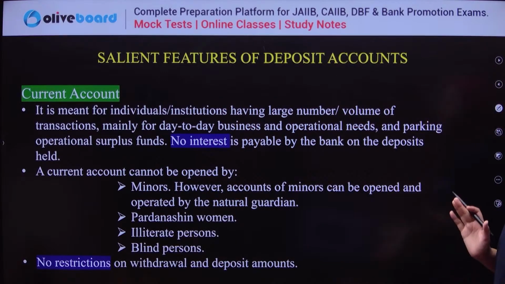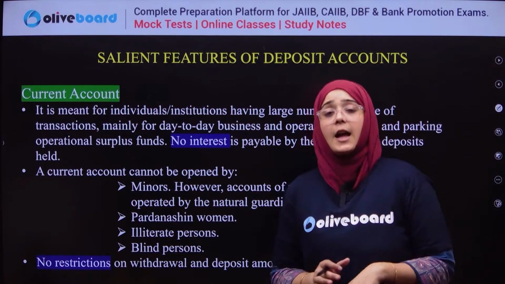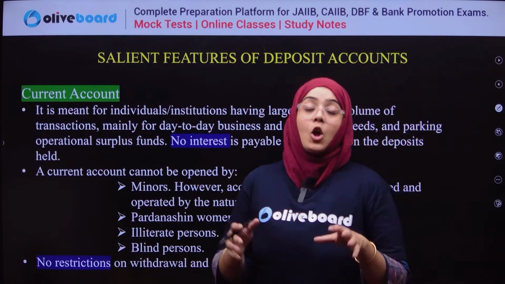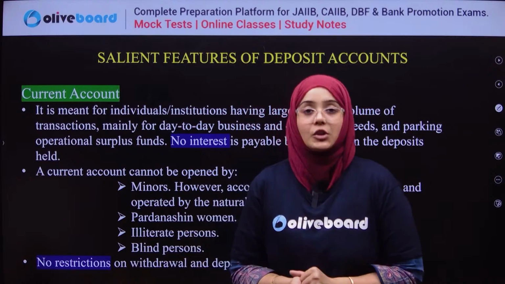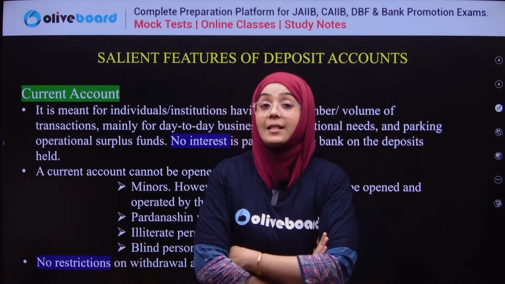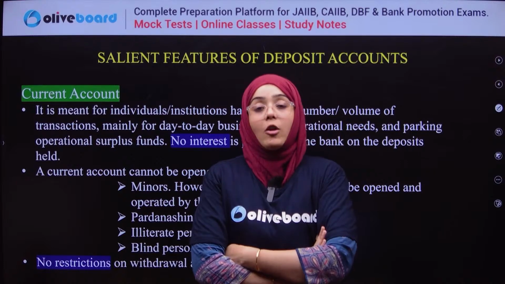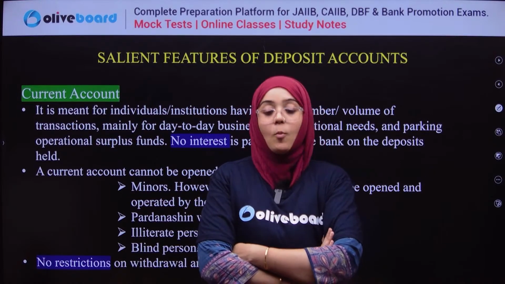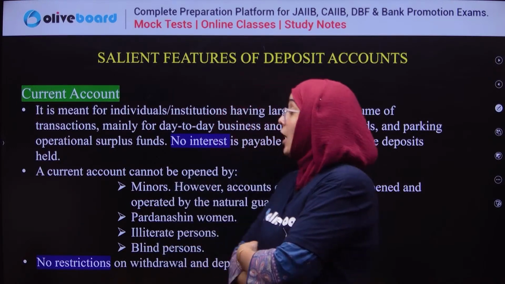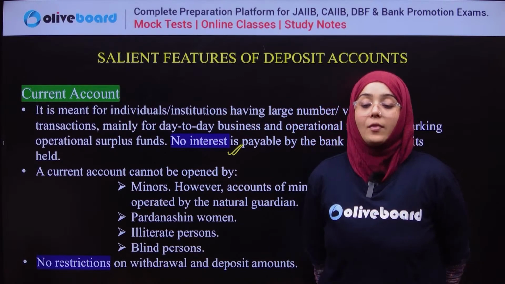First of all, the current account. What is a current account, and who maintains it? A current account is meant for individuals who have large volumes of transactions. These accounts are meant for large transactions, and the funds in a current account fluctuate on a daily basis. So it is for the individual or institution who has a large volume of transactions for day-to-day business. Remember the very important thing: no interest is payable on these types of accounts.